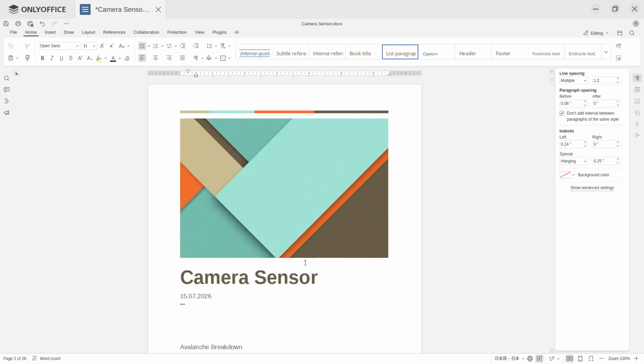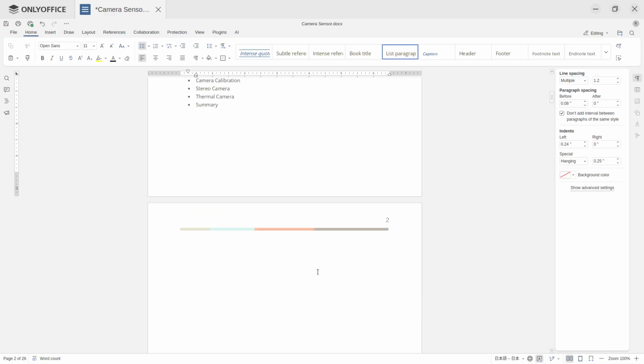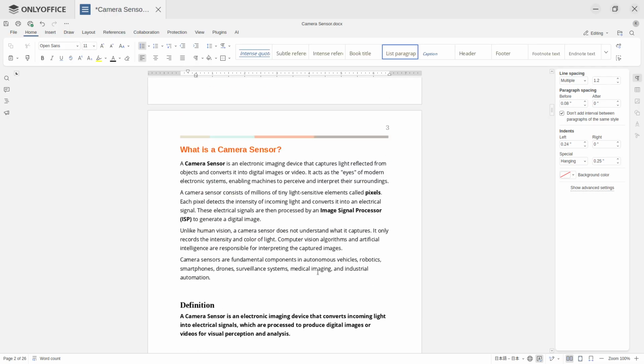So in this document, what we'll try to understand is the use of camera sensor, why it is important, and we will think of it in terms of autonomous vehicles. Once we see different things, we'll understand the concept. So let us start. First of all, what is a camera sensor?